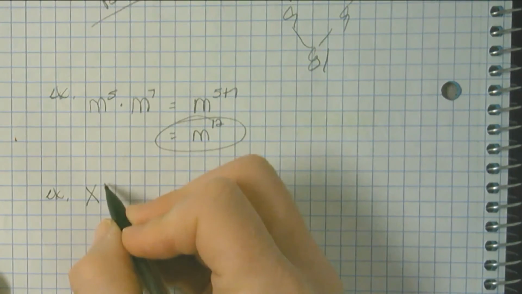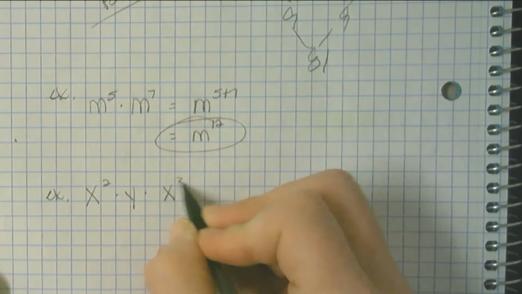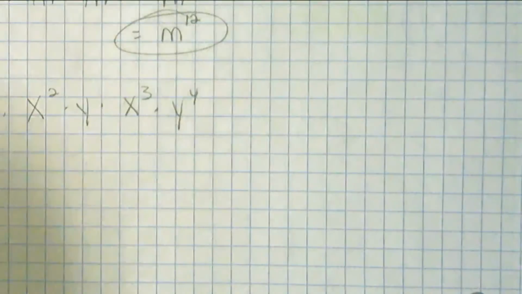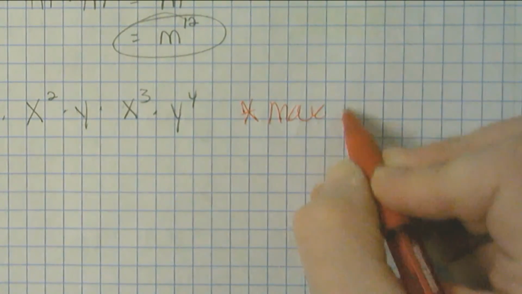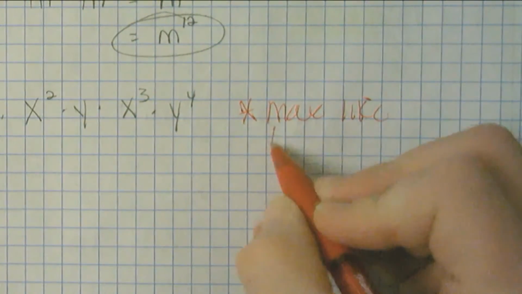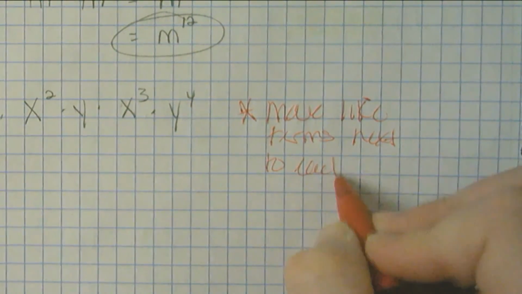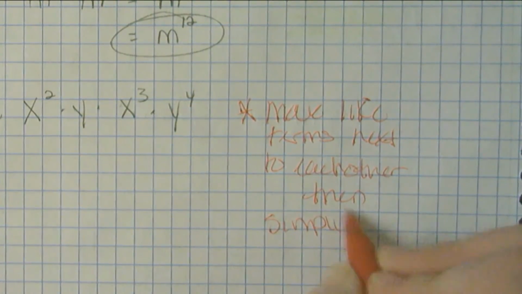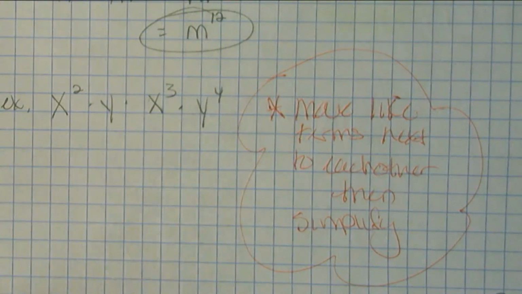Let's do x to the second times y times x to the third times y to the fourth. My note for you on this one, and this is a requirement of mine, is move like terms next to each other, then simplify. So I want you moving the things that are like terms next to each other and then simplify.